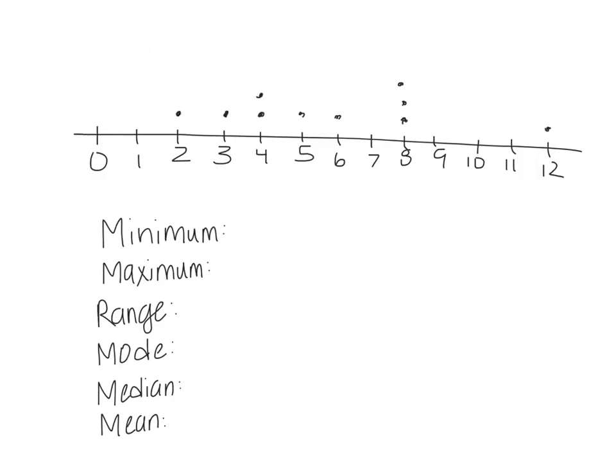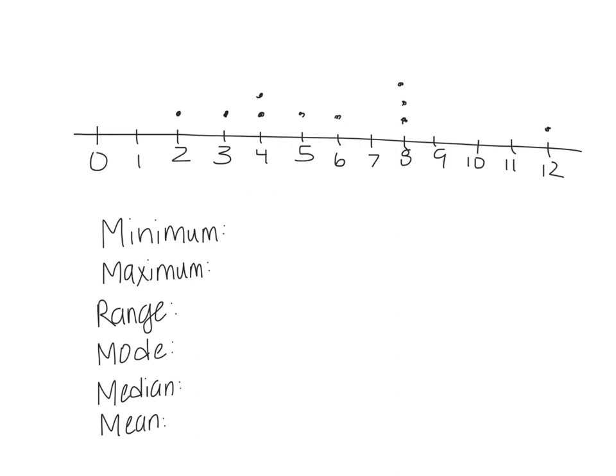Now the other time you might be asked to find these data landmarks is when you're given a graph. So here I have a dot plot and I need to find these data landmarks. To help me find them, what I'm going to do first is write out what numbers I have. It's a lot easier for me to figure these out if I'm looking at numbers rather than dots.